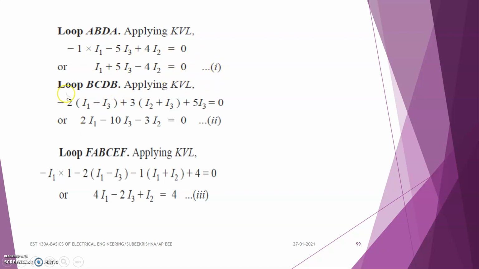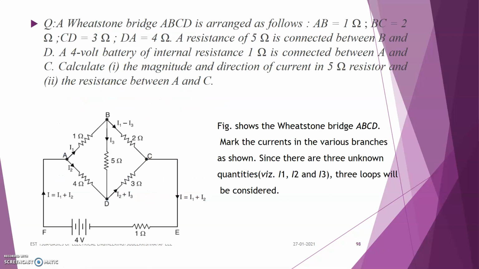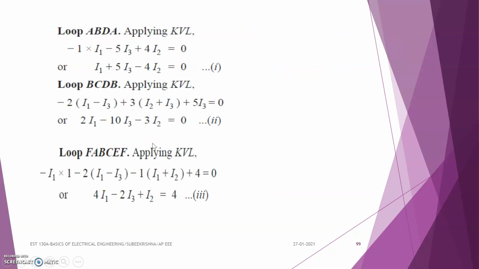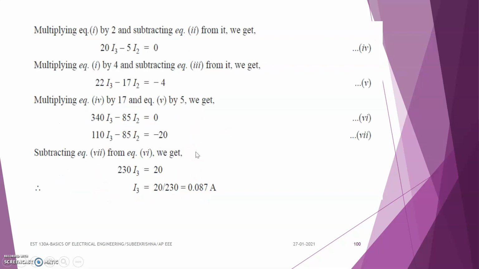And in the same way, we can write the loop equation for the second and third loops by applying the KVL. The second loop is BCDB. That is, here we are considering this section, BCDB. In a similar way, we can write the equation by applying the KVL, and we get the equation like 2I1 minus 10I3 minus 3I2 is equal to 0. Mark it as equation number 2. And the third loop is FABC.